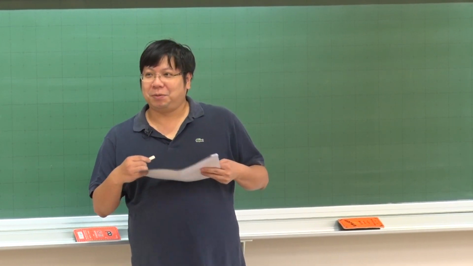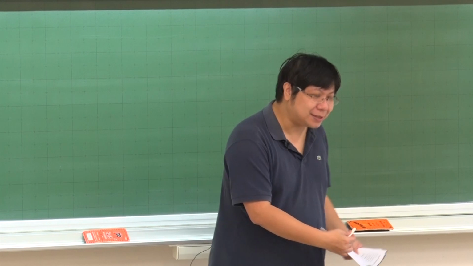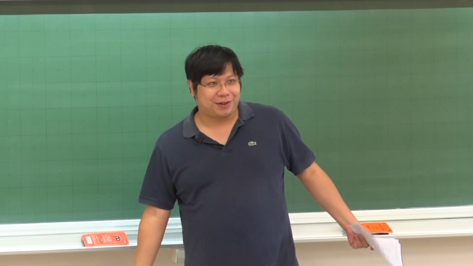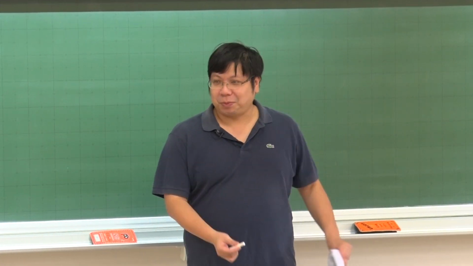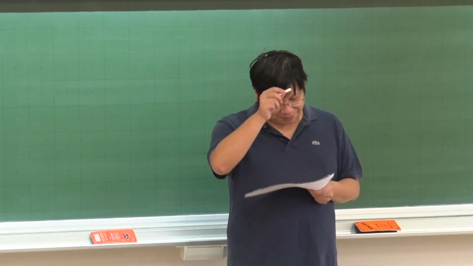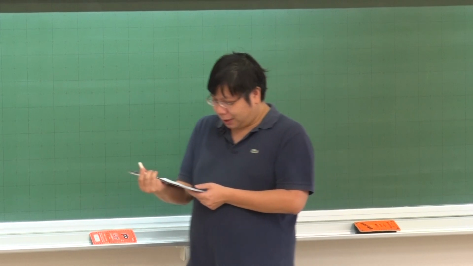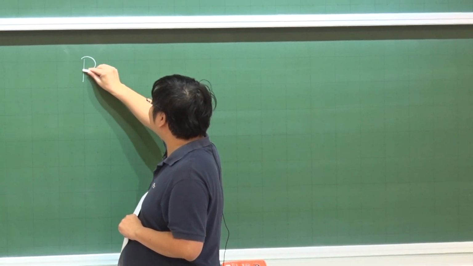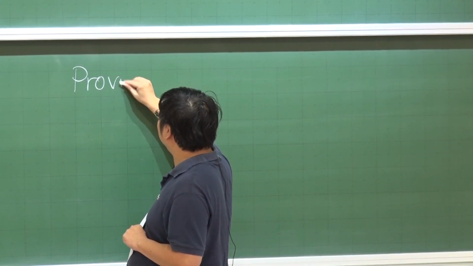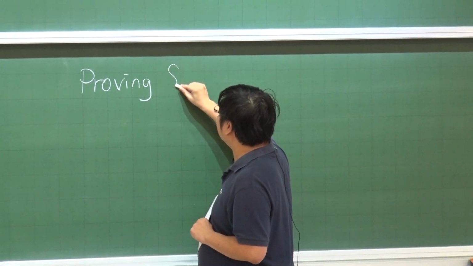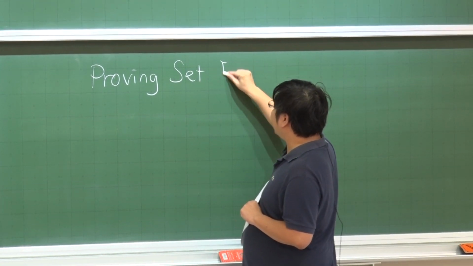Today we will talk about something easy first, and then something very difficult. The easy thing is to prove identities involving sets. So this is what we are going to talk about, proving set identities.